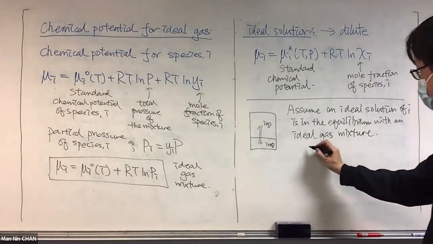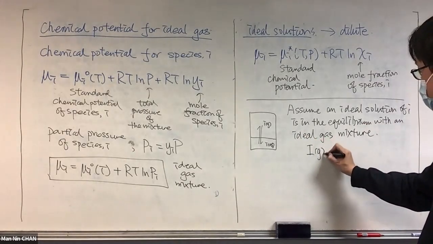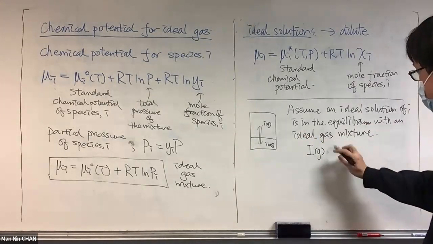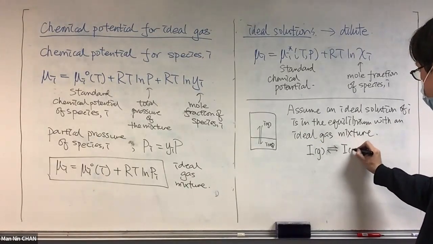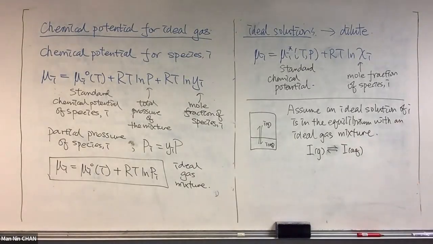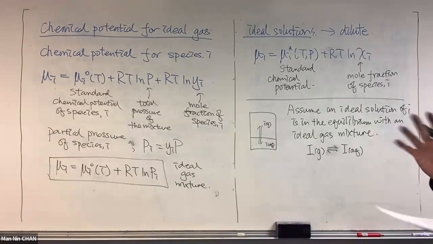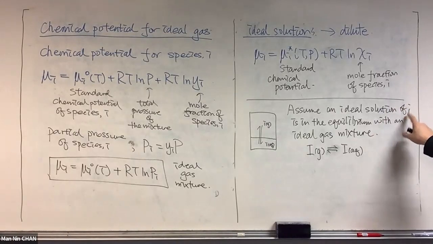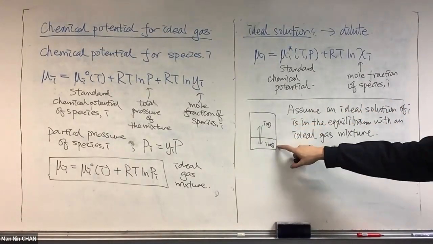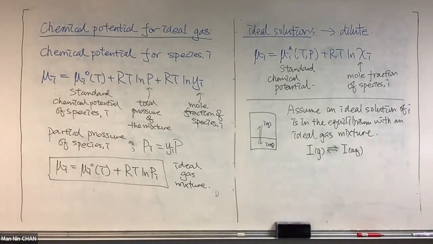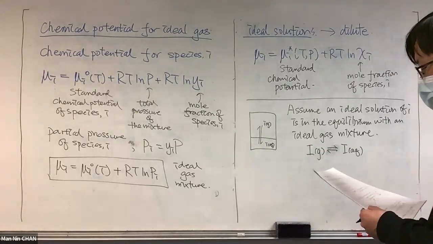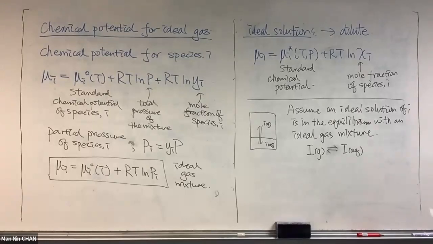So we just present another way. Let me use a capital I in this case. We just assume you reach an equilibrium. So you can have this equilibrium here. If you remember, when we talk about the equilibrium, what that means is that the chemical potential of your species in the ideal gas phase will be equal to the chemical potential of your species in the liquid phase. So therefore, at equilibrium, the chemical potential will be the same.